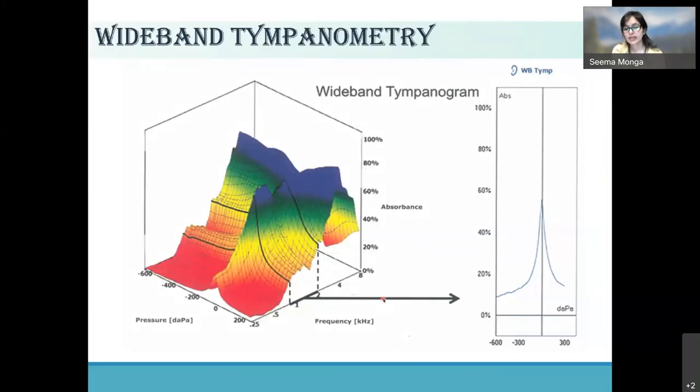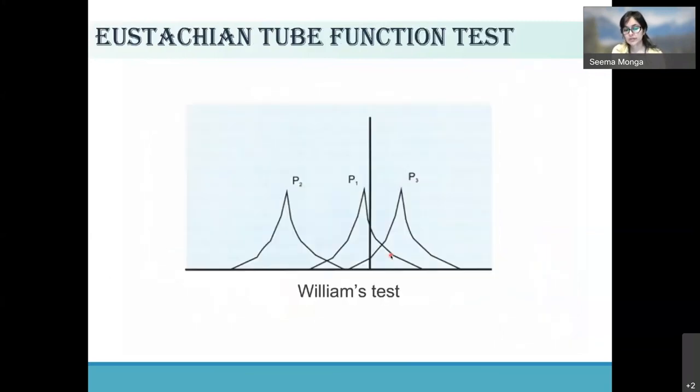So this is wideband tympanometry. Like I just told you, normally we are using one or two frequencies, but in wideband tympanogram, we are using many frequencies. This is the latest thing actually. So with tympanometry, we can check these three functions. This is the Williams test. Basically, we are checking the eustachian tube function now with tympanometry.